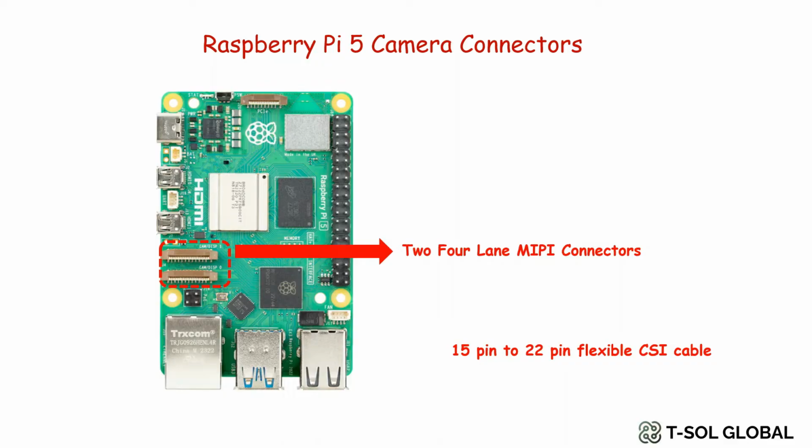Now we'll show how to connect the camera and cable to the Raspberry Pi 5.